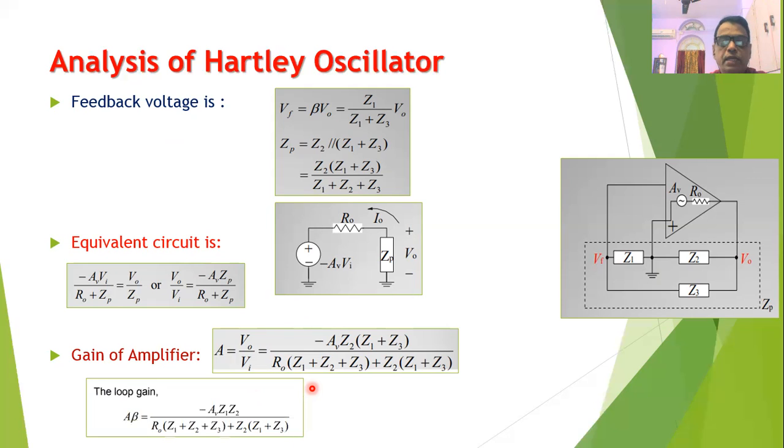Now we can find the expression for the loop gain. Loop gain is nothing but the product of the voltage gain and the feedback ratio beta, so loop gain can be written as A beta. When I multiply the above equation by beta, but we know that beta is Z1 divided by Z1 plus Z3, we get this product as equal to minus A_V Z1 Z2 divided by R_O times (Z1 plus Z2 plus Z3) plus Z2 times (Z1 plus Z3).